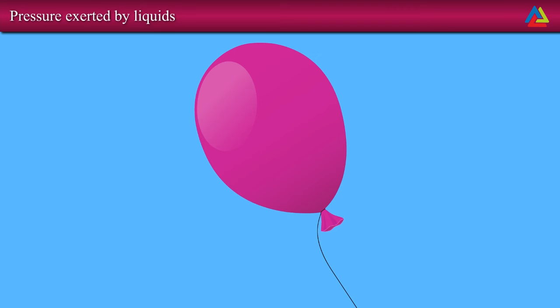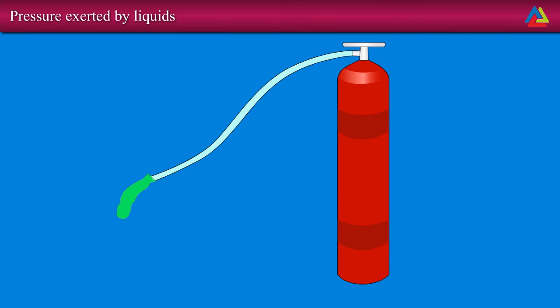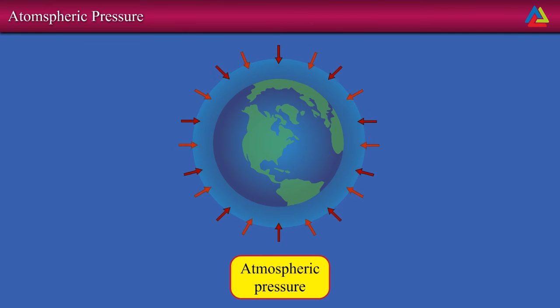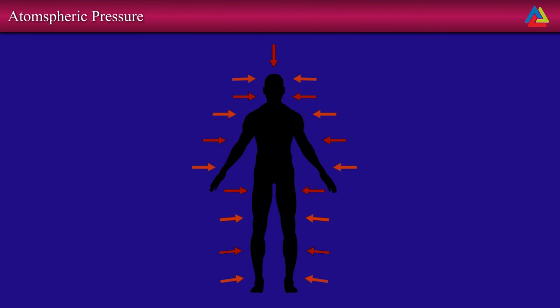Gases too exert pressure on the walls of their container. When we inflate a balloon, the air exerts pressure in all directions. Air all around the earth is called atmosphere. The atmospheric air extends up to many kilometers above the surface of the earth. The pressure exerted by this air is known as atmospheric pressure. Pressure is force per unit area.